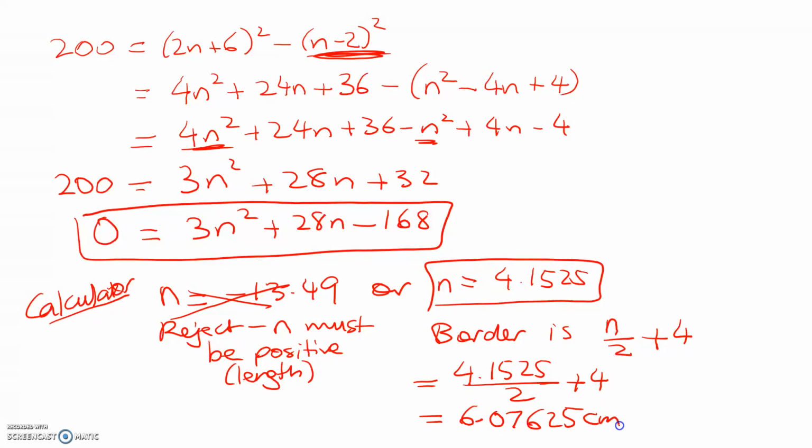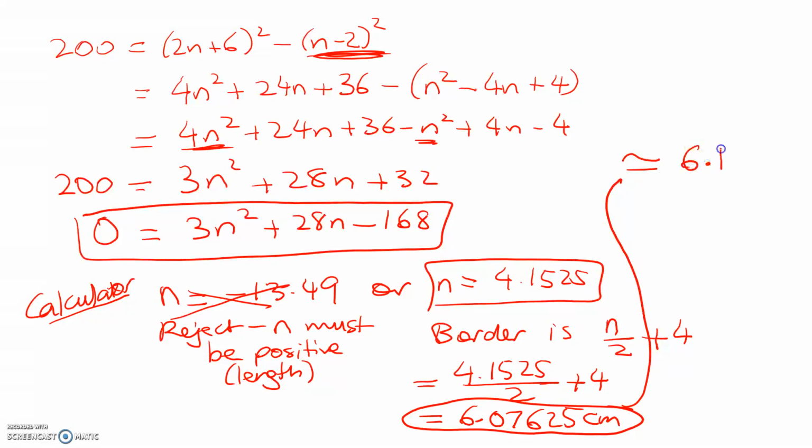6.07625 centimetres. Now that's a stupid answer to give because it's way too precise. So we're going to go with 6.1 centimetres to 1 decimal place. Okay, so I've got one significant figure more than what was in my original, which was 200 centimetres squared. Okay, so that's the first applied question that I'm going to do, and that's a merit question.